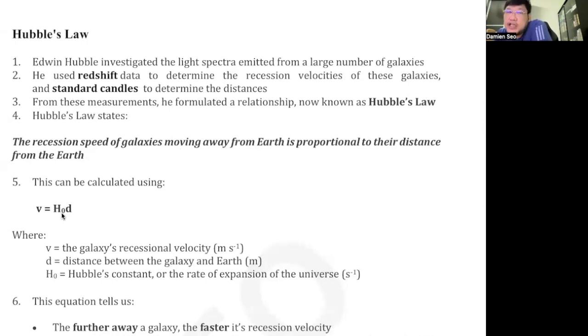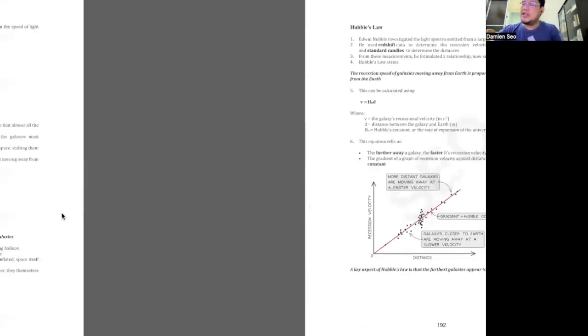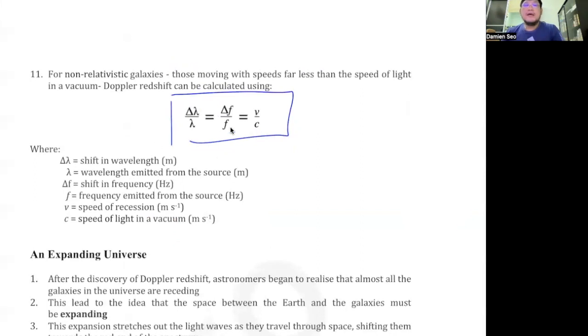So they get V equals H naught times D. How did they know this? They plotted a graph. Because they observe the stars, the distance, the further away they calculate the V. Because I told you, my delta lambda over lambda, or delta F over F, you can measure by observing the absorption spectrum. Speed of light is fixed. So based on different stars, at different distances, they can calculate the speed of the stars.